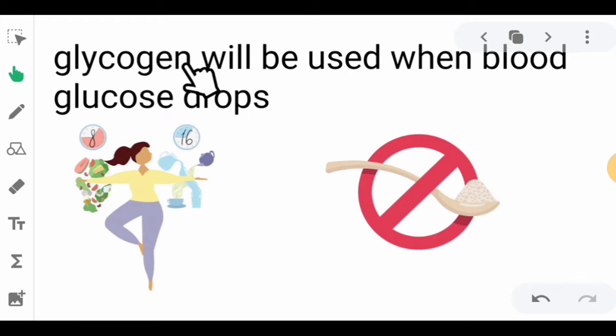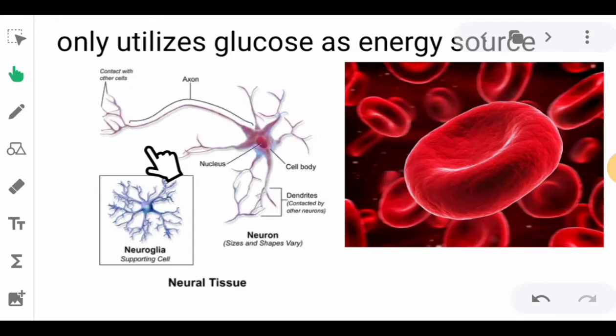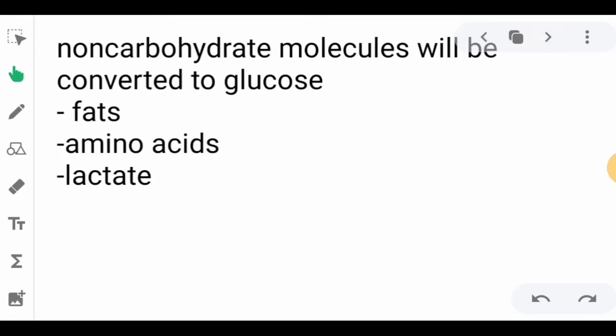When this happens, gluconeogenesis will occur because some tissues, such as nerve tissues, exercising muscles, and red blood cells, only utilize glucose as an energy source. So if you have not taken in any carbs, gluconeogenesis will produce glucose from non-carbohydrate molecules such as fats, amino acids, and lactate, which is one of the fates of pyruvate. This will be converted back into glucose in gluconeogenesis, but in glycolysis itself, it cannot be reconverted into glucose.